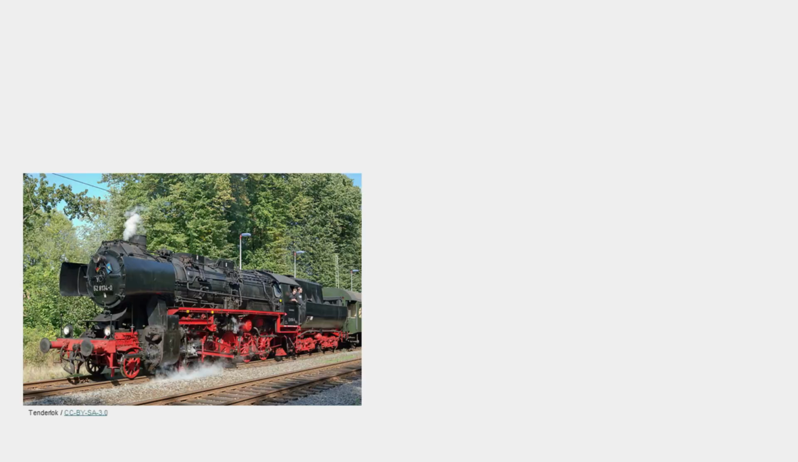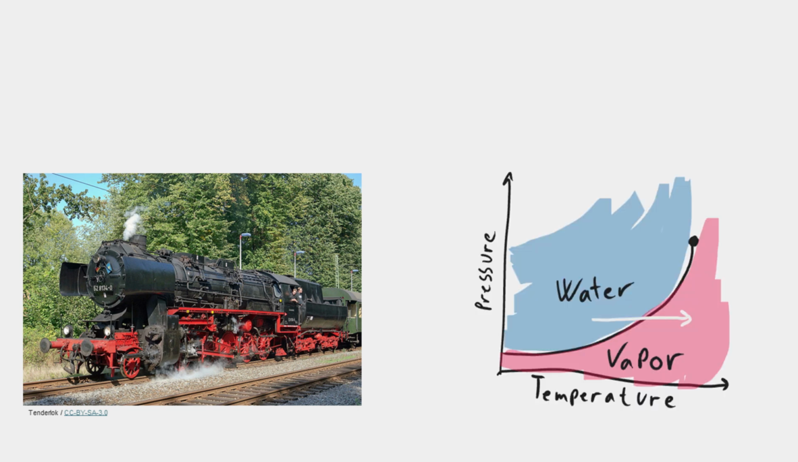Generating mechanical energy from heat by boiling water to drive steam engines was harnessed by humans already 300 years ago. Central to the physics of a steam engine is the phase change of liquid water to water vapor upon heating. The pressure from the steam pushes on a piston to drive mechanical motion in, for example, a locomotive.